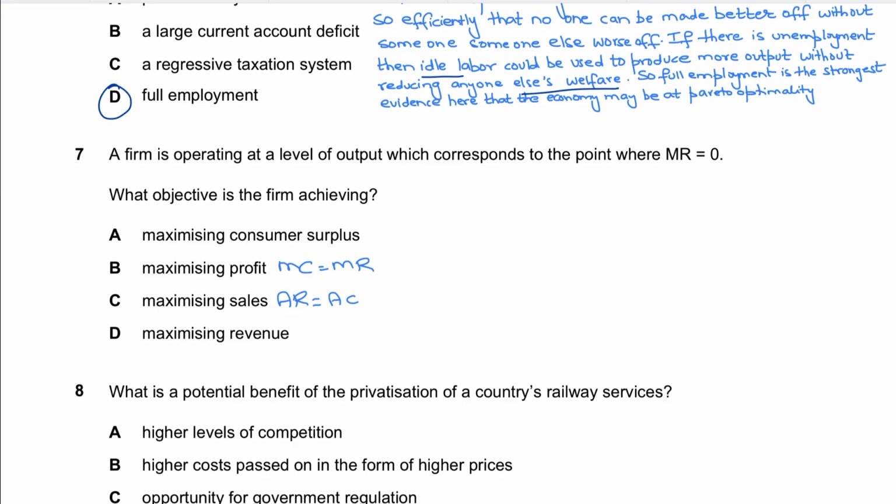So total revenue would actually be at the maximum where no further improvements in revenue can be made, which is the point where MR is 0. Right? So profit maximization is incorrect here, since maximizing profit occurs when MC equals MR. AR equals AC is maximizing sales, or you can say growth maximization. So D for David should be the correct answer.